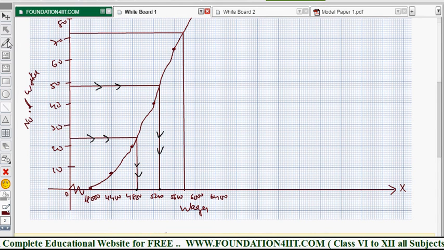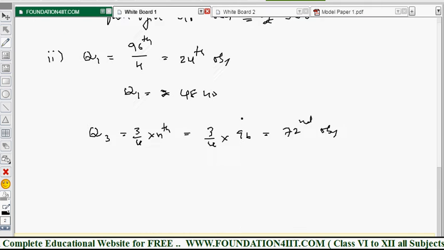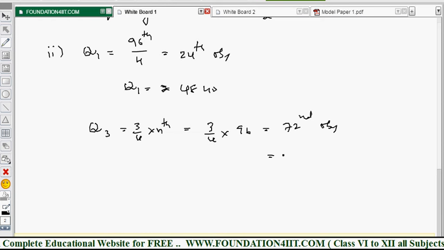So this also takes a straight line. Just show the graph point of view, from where to where the line is moving and where it is touching, and what point you should take. The 72nd observation is from this, 5840. Therefore, the semi-interquartile range.